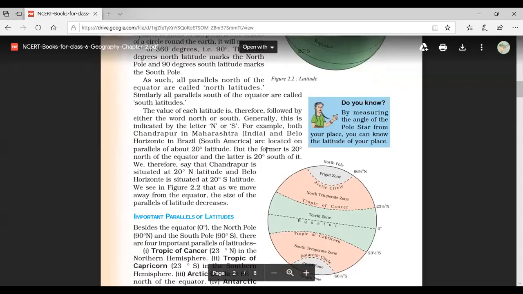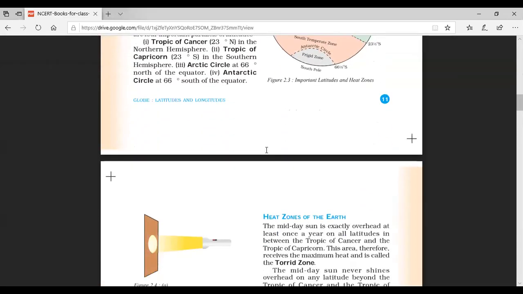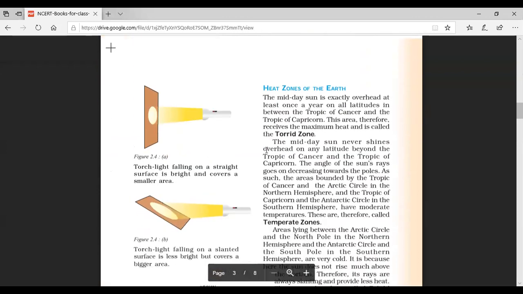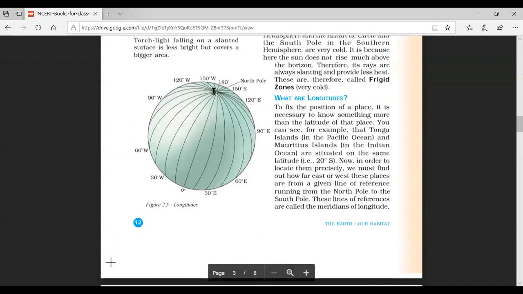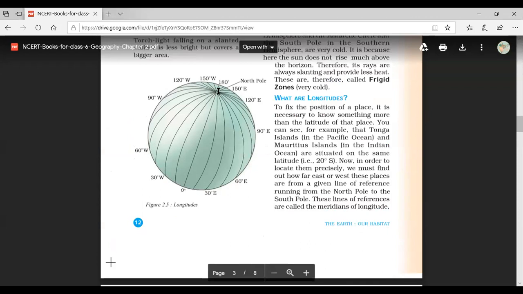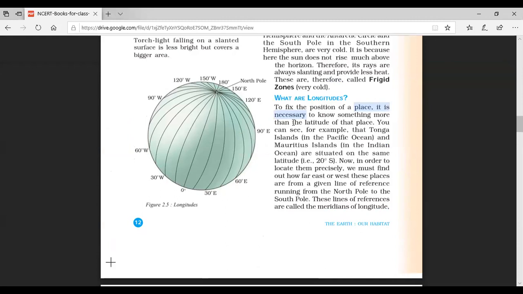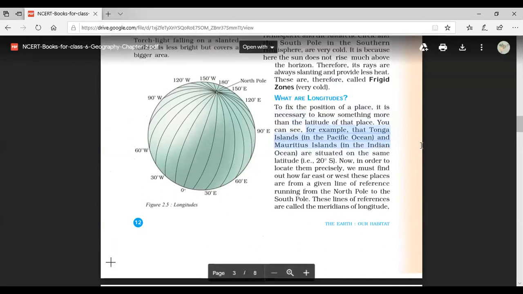Okay, so you got the difference between the two. Now let's see what longitudes are. We know the longitudes are the vertical lines which run from the north to the south. To fix the position of a place, it is necessary to know something more than the latitude of that place. You can see, for example, that the Tonga Islands in the Pacific Ocean and the Mauritius Islands in the Indian Ocean are situated on the same latitudes.